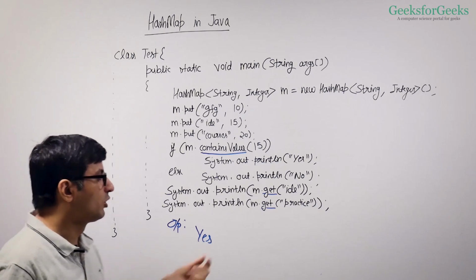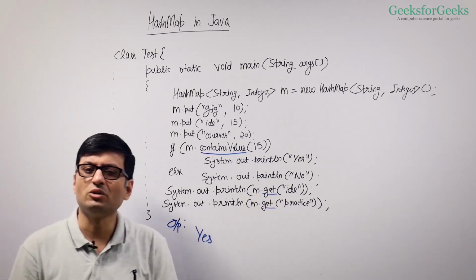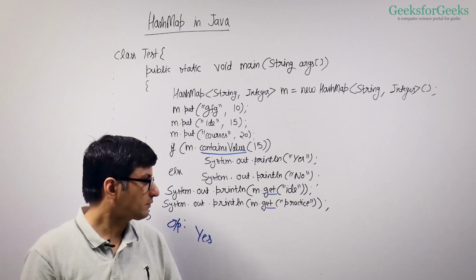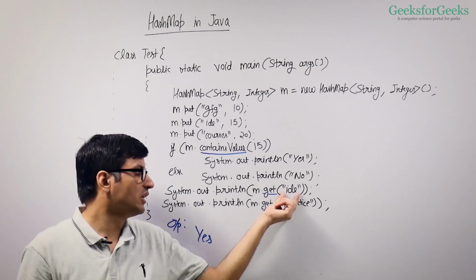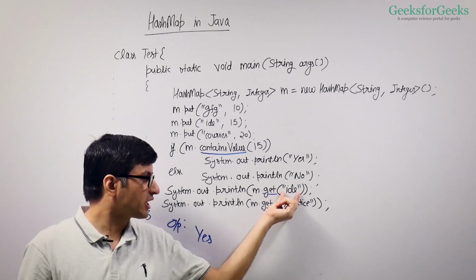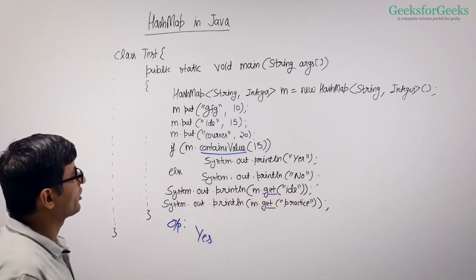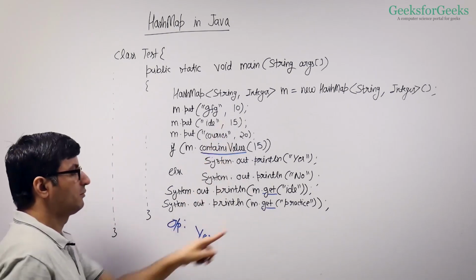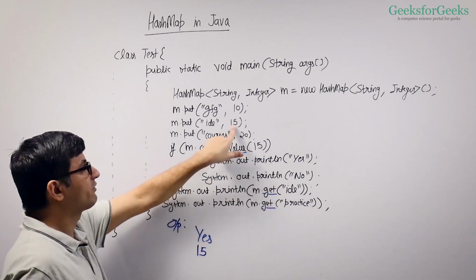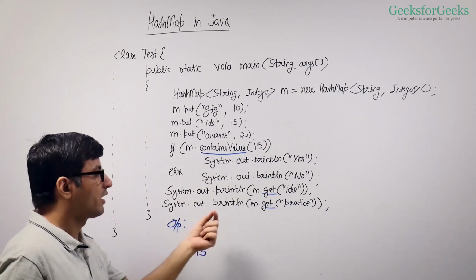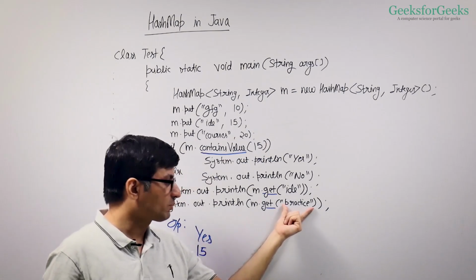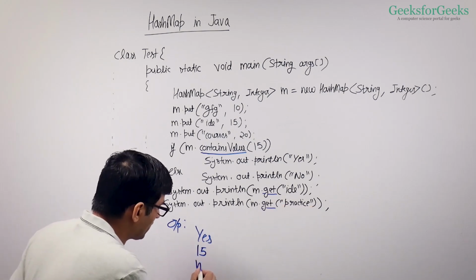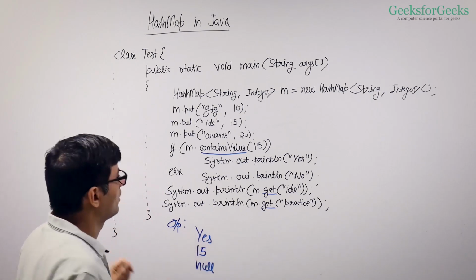Let's talk about one more function, get, which is used to get a value corresponding to a given key. If I pass a key which is present in the hash map, then it will return the corresponding value. So I'll get 15 here. Because I passed IDE, corresponding value is 15. If I pass a key which is not present in the hash map, then it will return null. So the output that I'll get here is null.